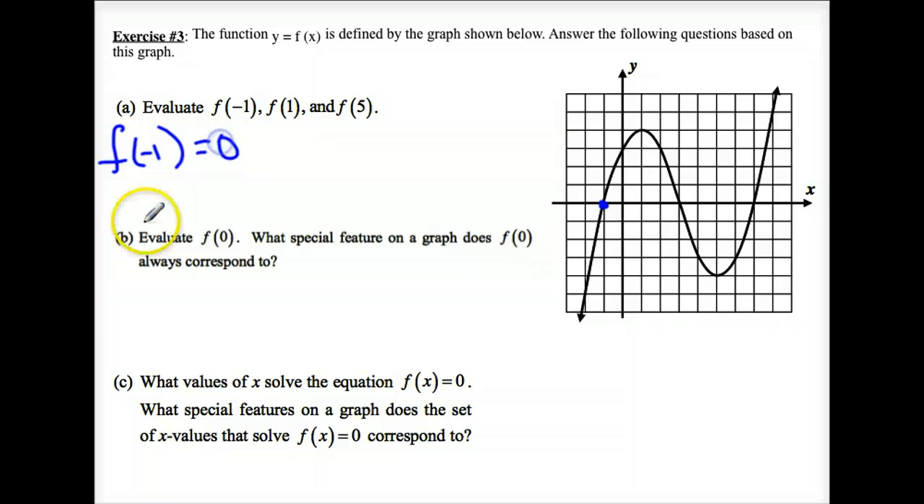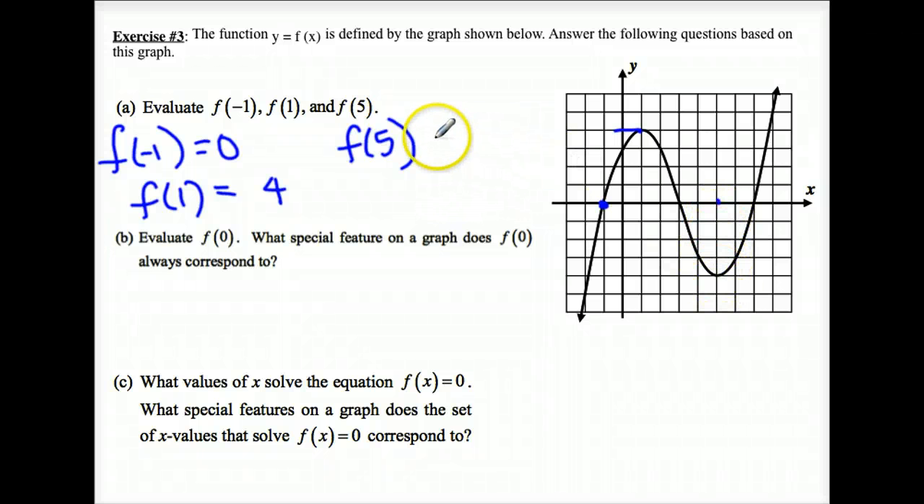It also says evaluate f of 1. So on my graph, this is 1, I go up, there is a point right here, and I want to get the y value, my output, so 1, 2, 3, 4. f of 1 is 4. And the last one it says is f of 5. This is my input, so I need to find 1, 2, 3, 4, 5. I know it's right here, but I need to see where it goes down. 1, 2, 3, 4. And because I'm going down, f of 5 is going to be -4.